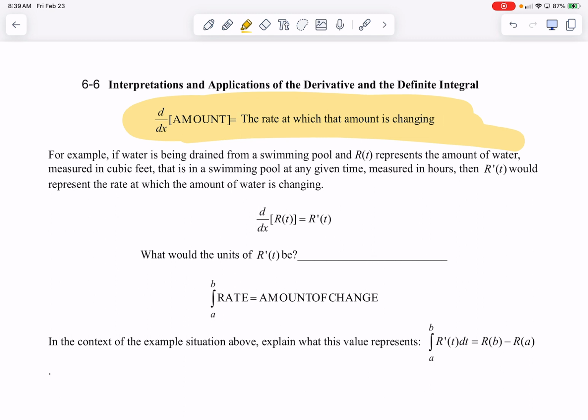Another thing that we noticed on the test was one of the grading guidelines was make sure you put units on things. So if a problem has units, make sure you're always putting units with your answers. There were a couple people that forgot that, and that was why points were missed on the test. So always make sure you're putting units on problems. Okay, so what would the units of R prime of T be? Per hour, cubic feet per hour.